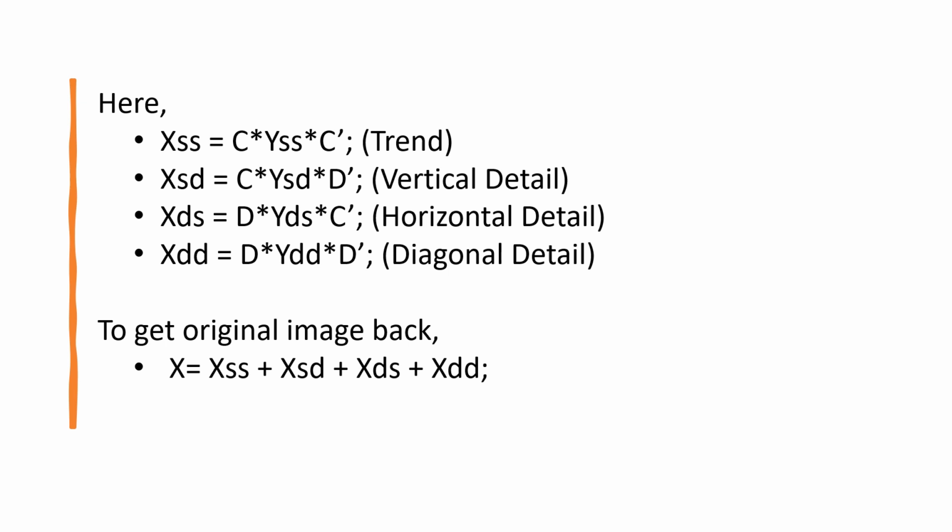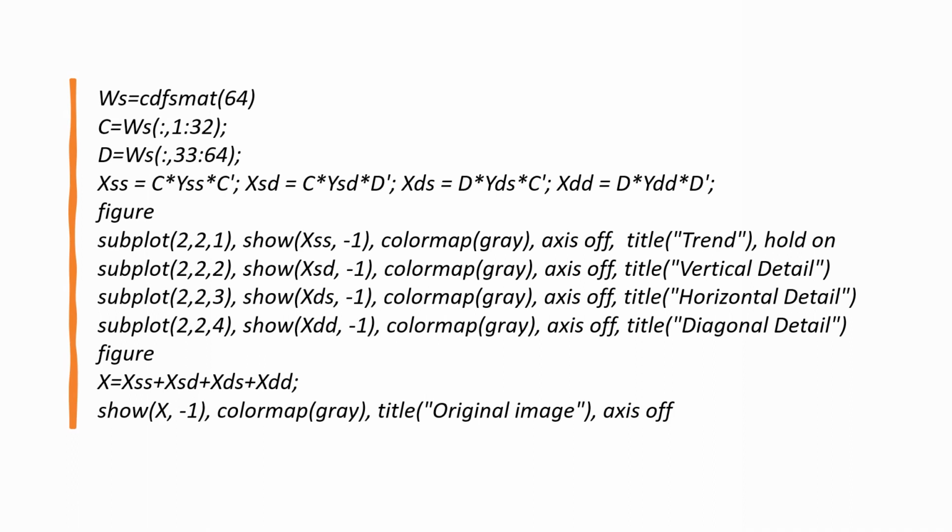To get the original image back, what we are going to do is sum up all these individual components. X equal to XSS plus XSD plus XDS plus XDD. This is the function which we are using to generate the original image back. But here, as you can see, we are having two matrices C and D. In analysis, we are having A and B of size n by 2n. But here we are going to have C and D matrices of size 2n by n. Here C and D are split vertically, whereas A and B are split horizontally.